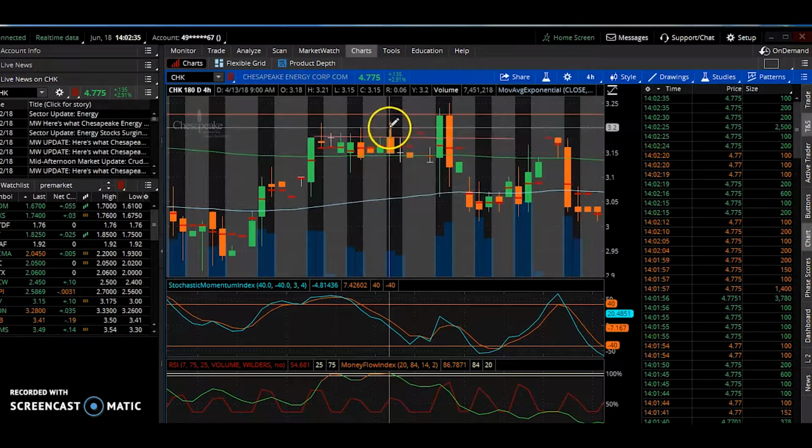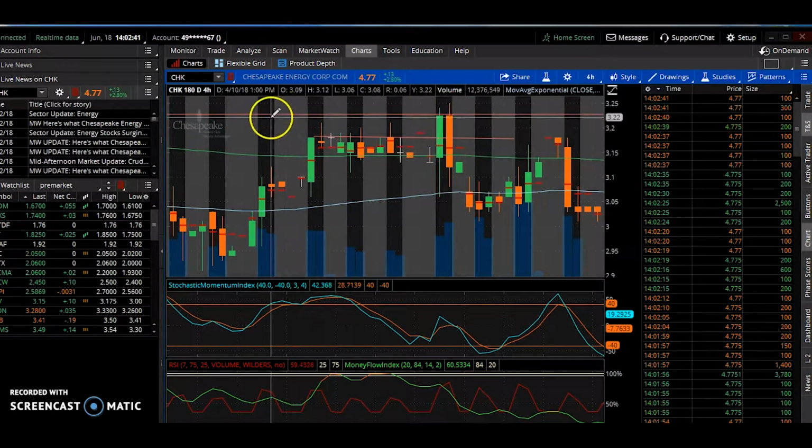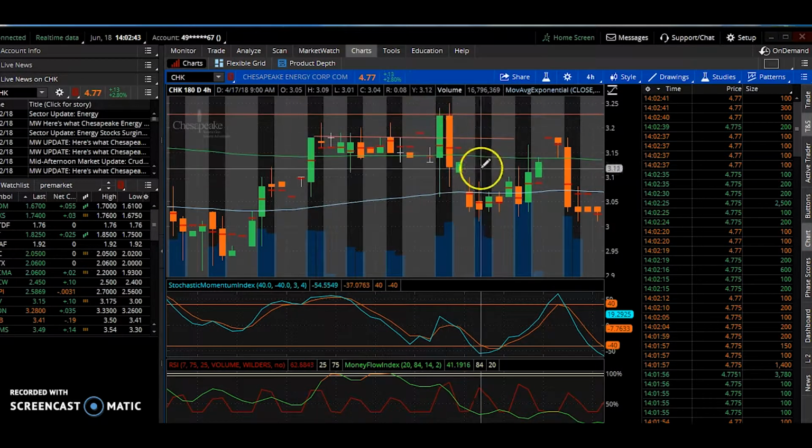The least amount of shares traded wasn't enough volume to keep it pushing on the uprise. It got some volume, but hit another area of resistance and got rejected.